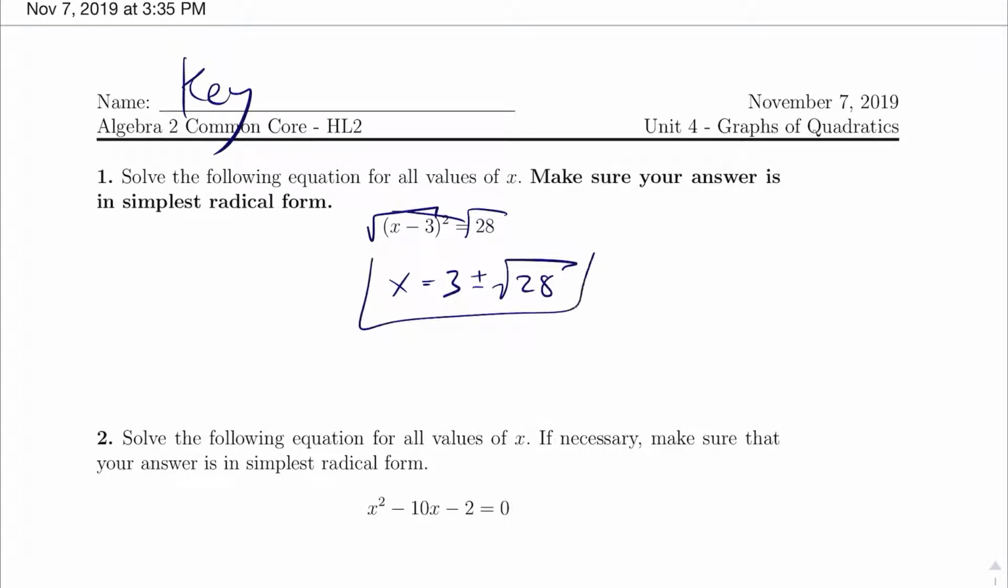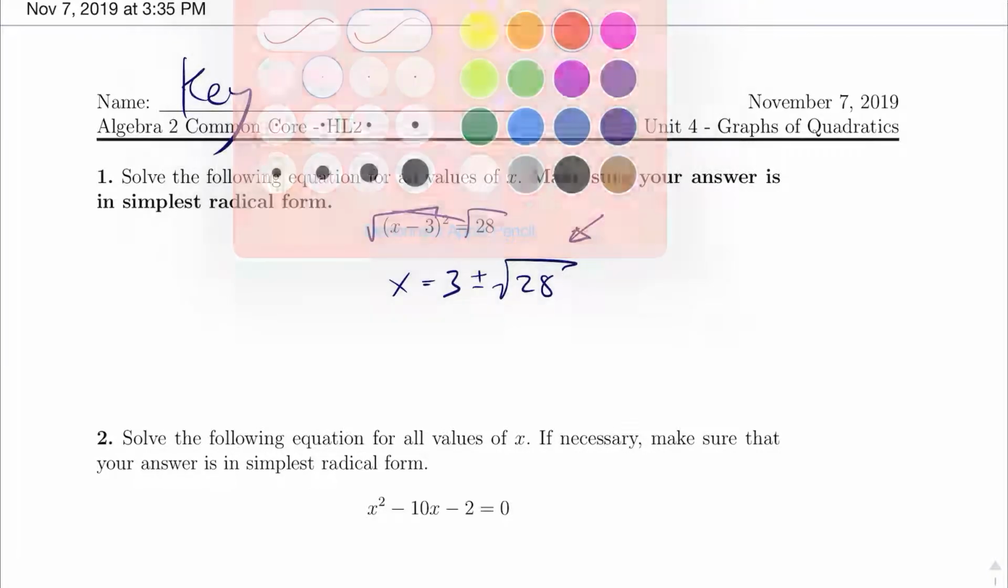So if you stopped here, you got it wrong. Well, you didn't really get it wrong. You got maybe 2 out of 3 points. And the reason why is on the Regents, they're going to want to make sure that you put this in simplest radical form. And 28 can actually be broken down.